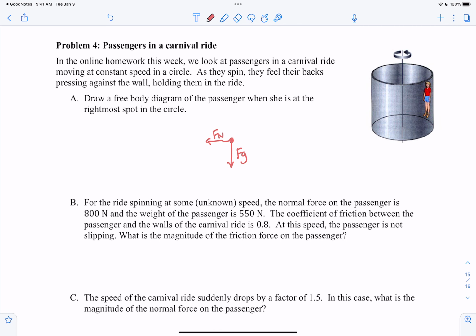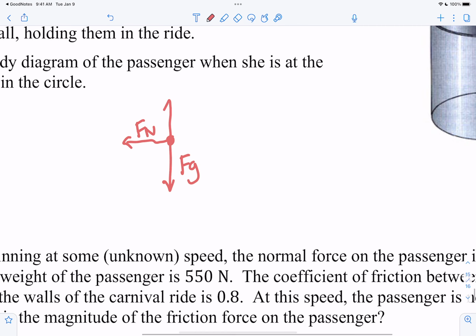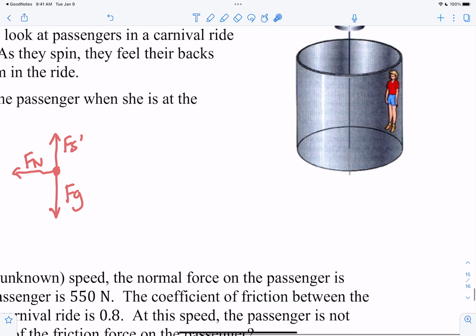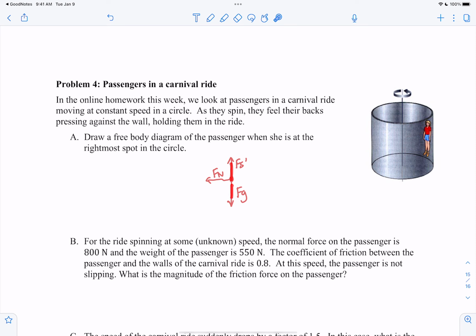Yeah, static friction, right? So we should have static friction there. And naturally, since the person's not moving, they're not slipping in this case, then the static friction force should be equal to the gravity in order for there not to be any net force in the y direction. We want to make sure that the centripetal force here, which is the normal force, is the one in play, or in question, that is going to give us that circular motion. And so that's part A.